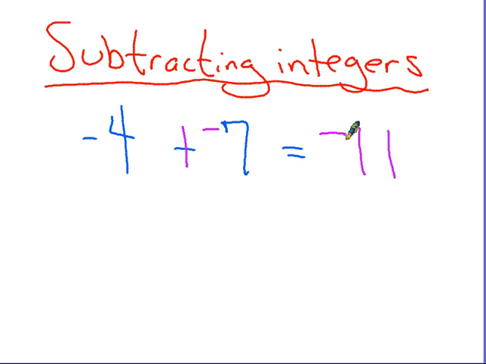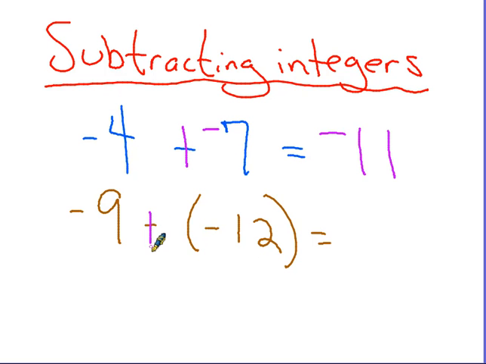If I had another example, let's say I had -9 minus -12. The same idea. A subtraction problem can be changed to an addition problem by changing it twice. Change subtraction to addition, change the next number to its opposite. It's like saying minus -12 is like saying the opposite of -12, which makes it a positive 12.